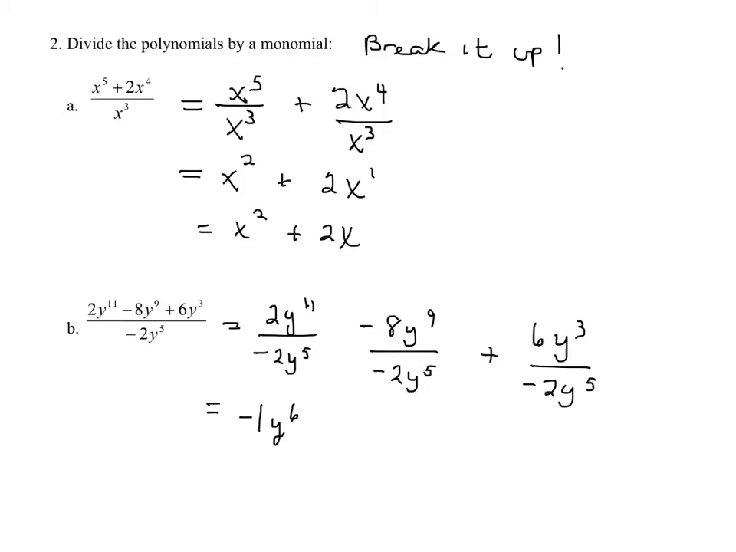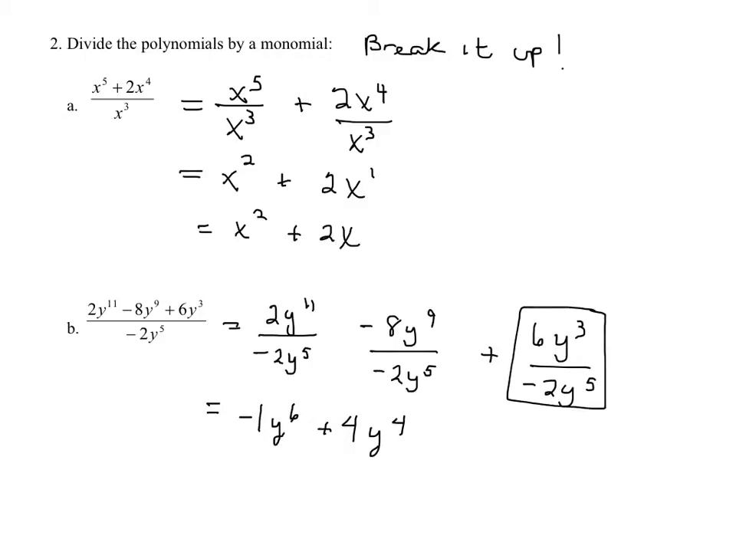Negative 8 divided by negative 2 is a positive 4. y to the 9 take away 5 is 4. So we're doing great so far. Everything looks hunky-dory until, dun dun dun, the 3 is bigger than the 5. So we can write it as a negative exponent, but I don't want to. So I'm going to have you guys think of this last piece like this.